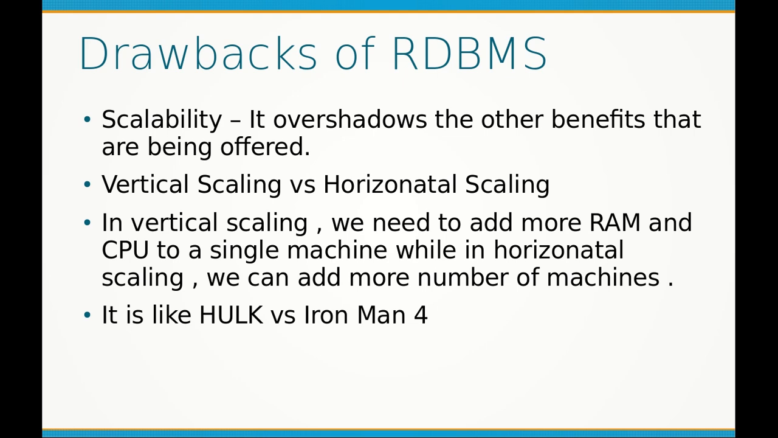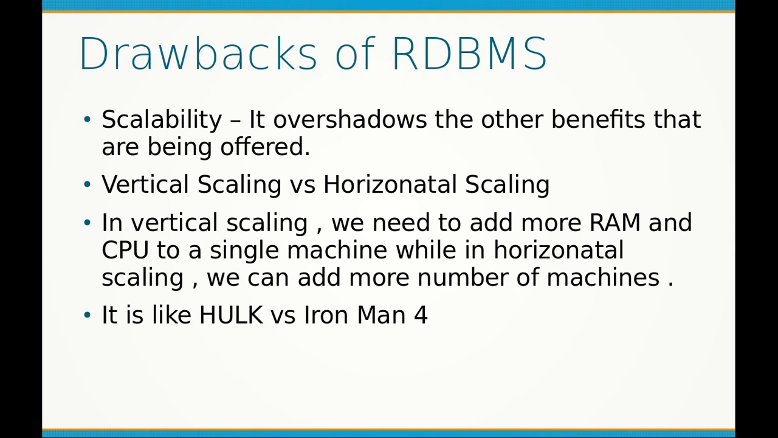In vertical scaling, we need to add more RAM and CPU to a single machine. Suppose we have a laptop and its maximum capacity is 16 GB RAM, but when we bought it, it had 8 GB of RAM. So we can increase it to 12 GB, 16 GB, but it has some capacity that it can't be increased beyond 16 GB RAM. That is called vertical scaling. In this way we can understand it.